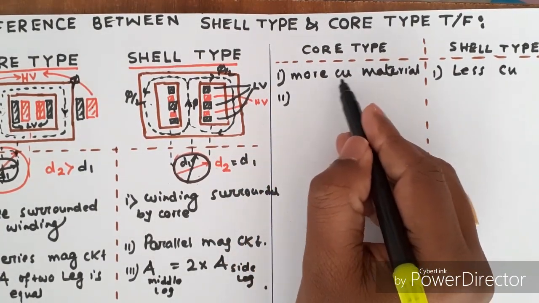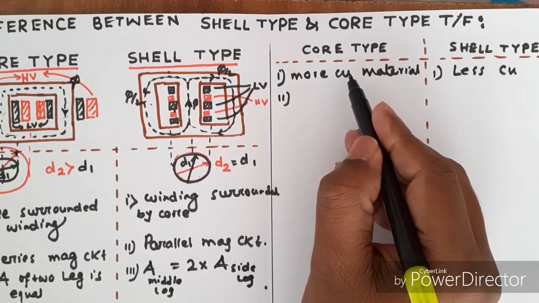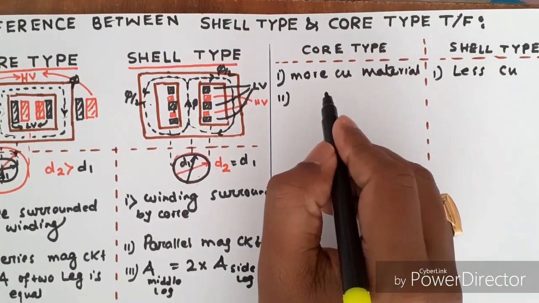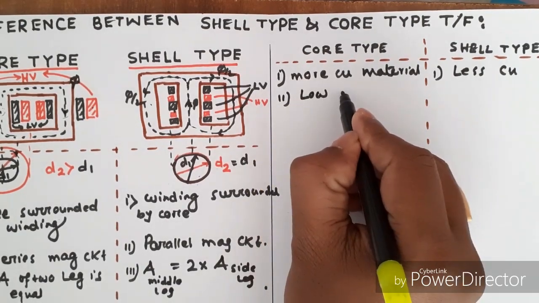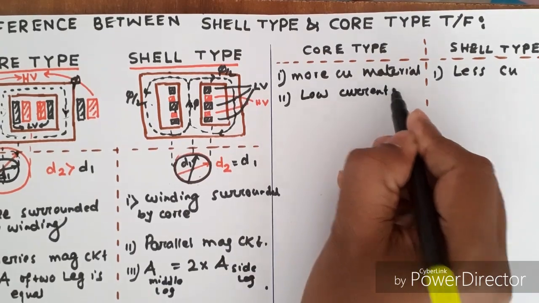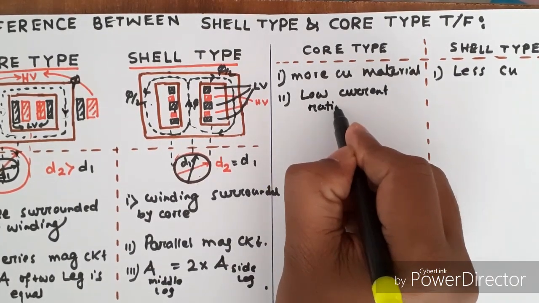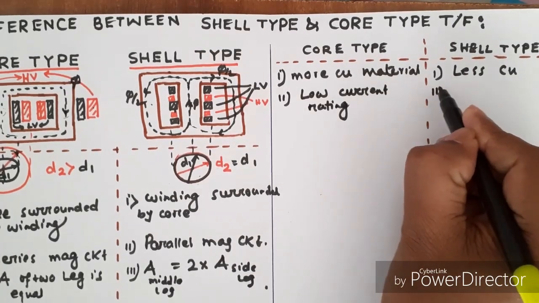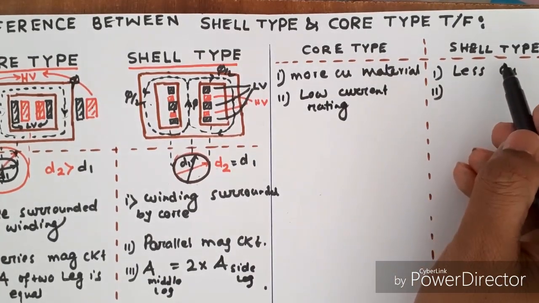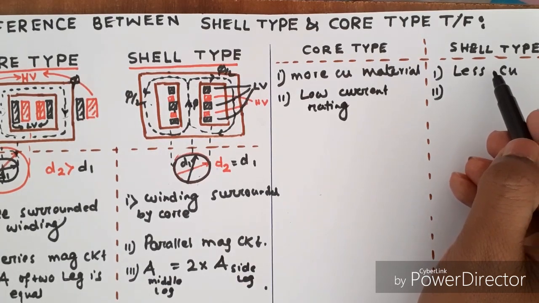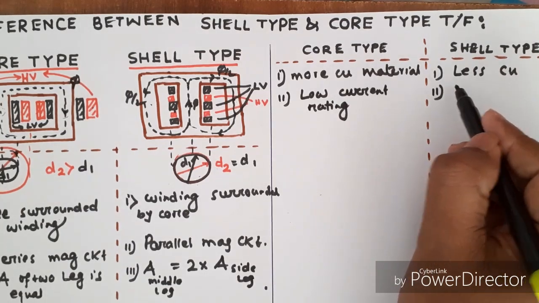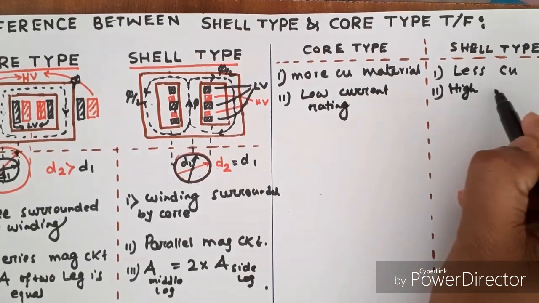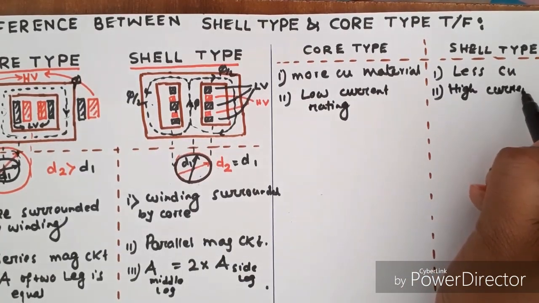Since more copper material is required, and the copper material depends upon the current rating, the core type transformer is used for low current rating. Here in the shell type transformer, we require less copper material. Therefore, we can use it in high current rating transformer.